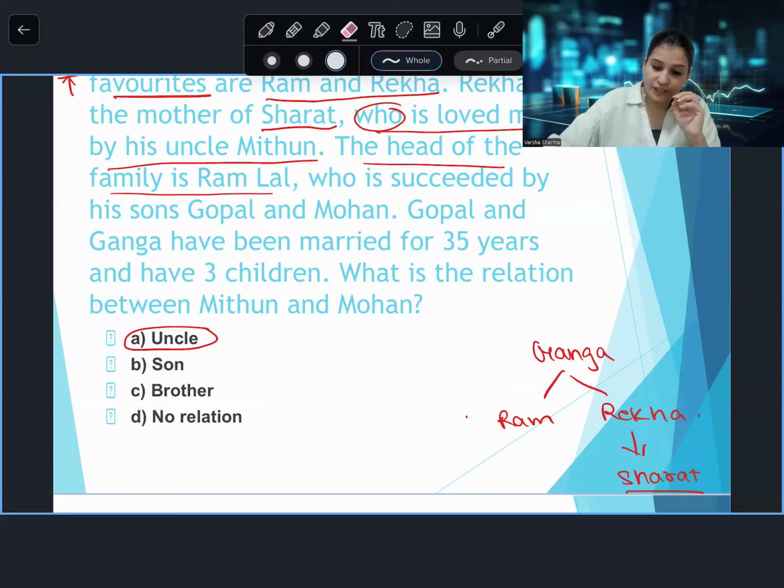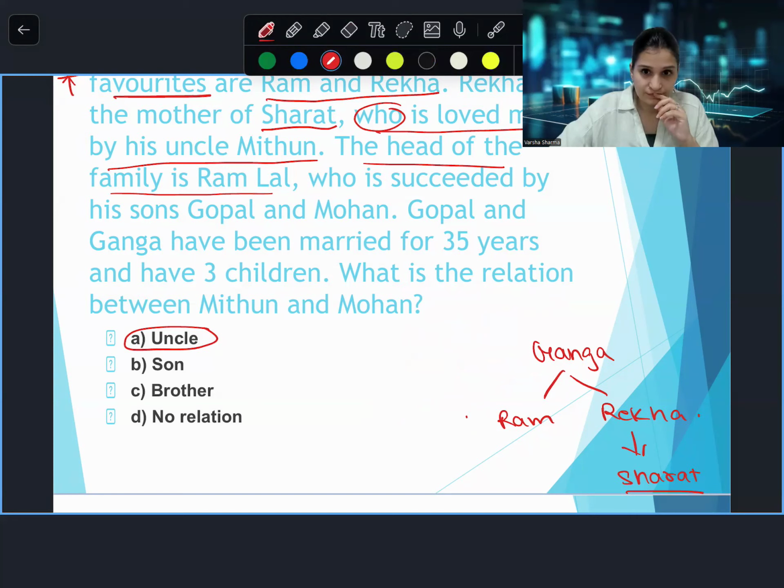Till here we are drawn. Is this part okay? Yes, ma'am. Sharat is loved most by the uncle Mithun. Who is uncle? Someone who is in the generation of your parents, but not your parent. Yes, ma'am. Agree?